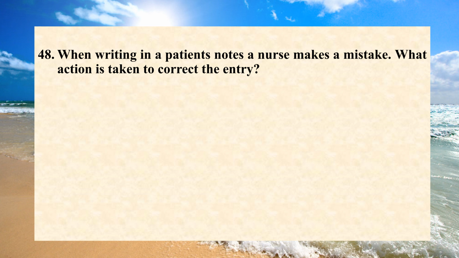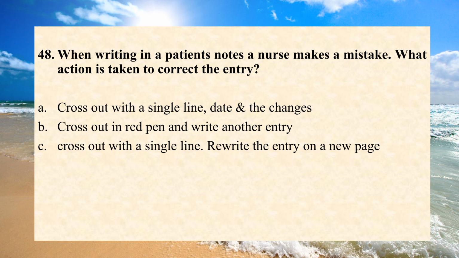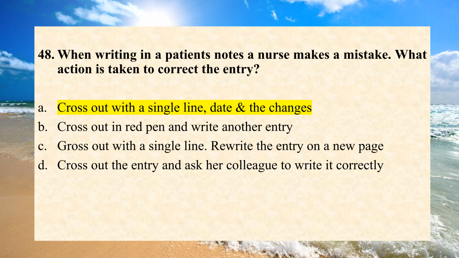When writing in a patient's notes, a nurse makes a mistake. What action is taken to correct the entry? A. Cross out with a single line, date and sign the changes. B. Cross out in red pen and write another entry. C. Cross out with a single line, rewrite the entry on a new page. D. Cross out the entry and ask her colleagues to write it correctly. Answer is A. Cross out with a single line, date and sign the changes.